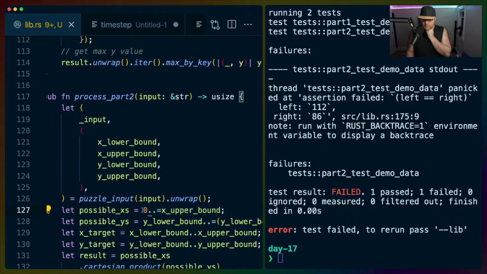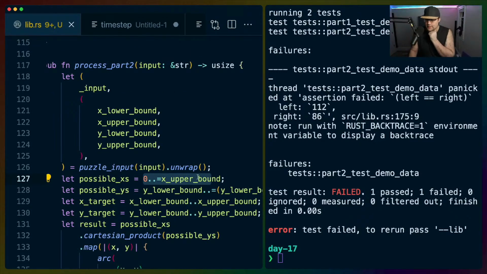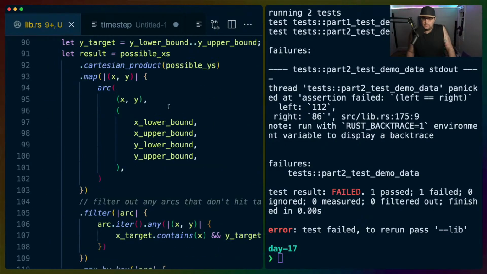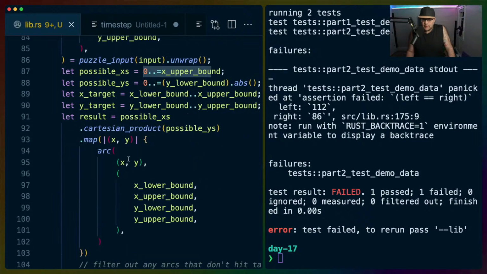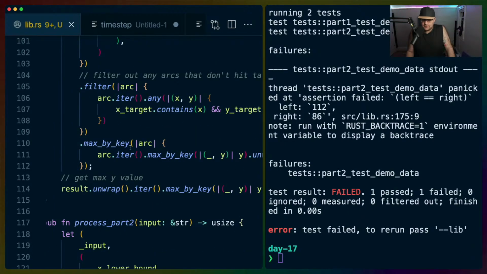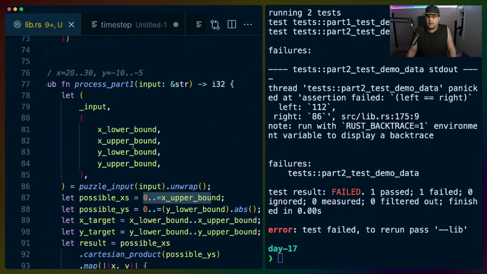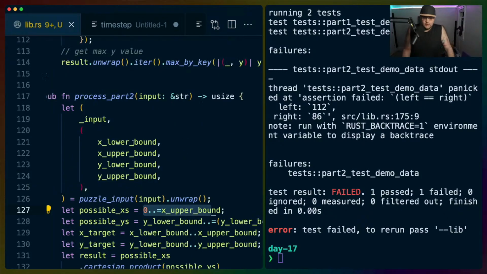Part two. 0 dot dot equals x upper bound. Does every x only have one y? Does it matter? It does not if we're doing the highest arc, right? Are we breaking on that condition? I didn't think so because we did the highest one before.